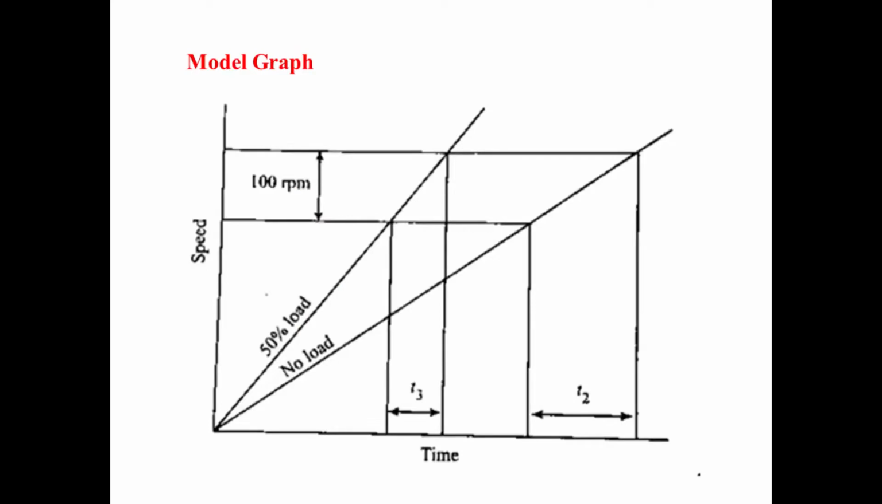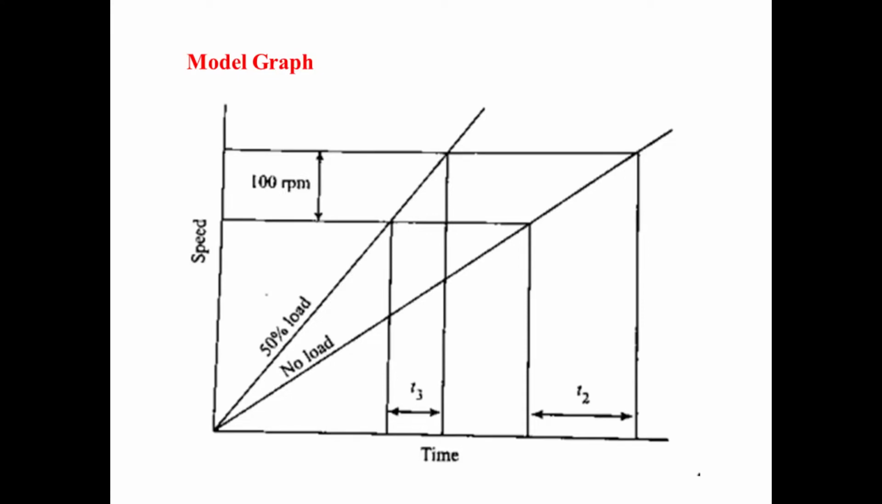Next, draw the graph for no load and 50% load conditions. Take speed on the y-axis and time of fall on the x-axis. From the graph, the time required to fall through the same range, meaning 100 rpm, in both no load and 50% load conditions is noted.